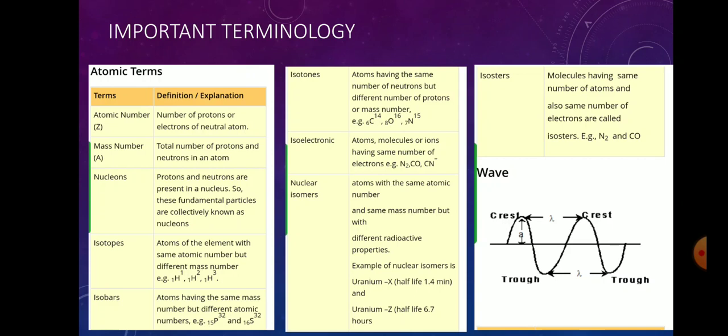Isotones, defined as atoms having the same number of neutrons but different number of protons or mass number. Example, carbon with atomic number 6 and mass number 14. Oxygen with atomic number 8 and mass number 16. Nitrogen with atomic number 7, mass number 15.